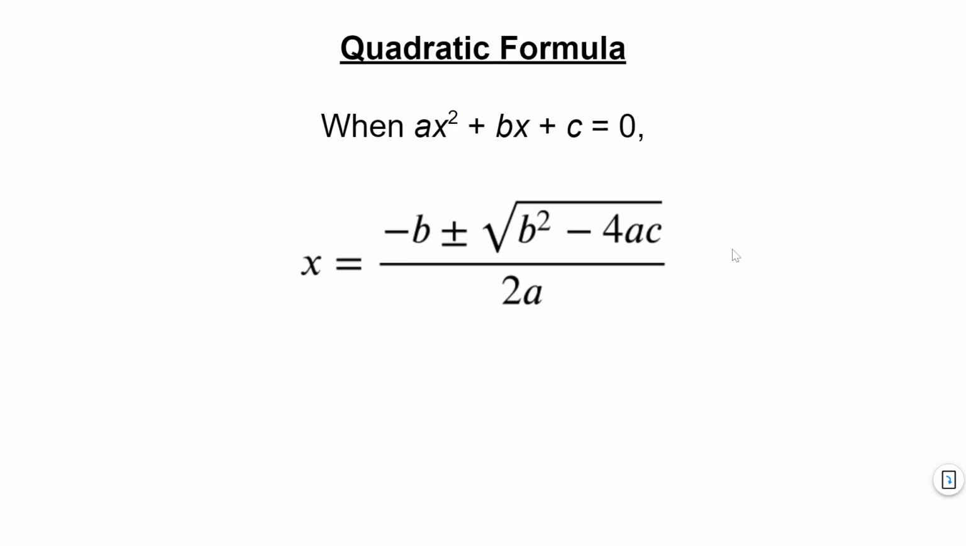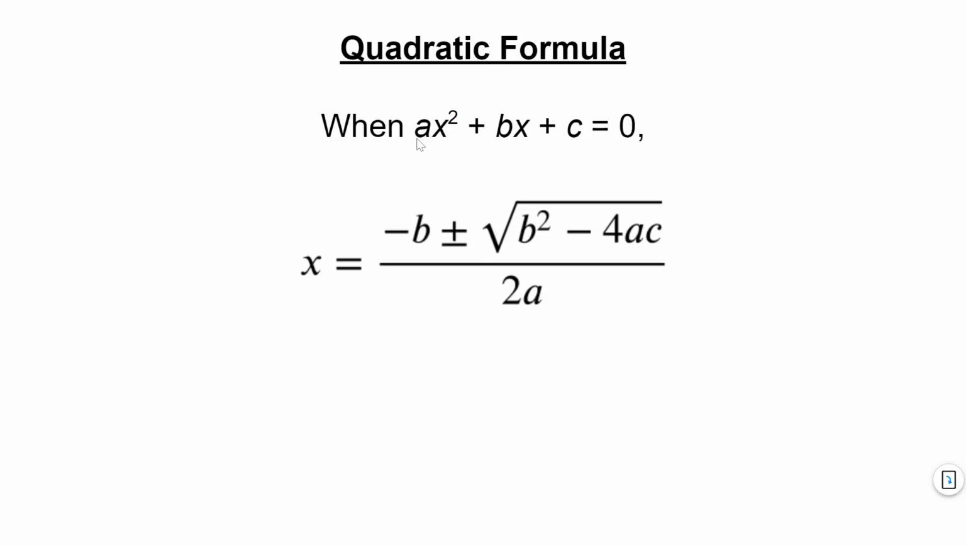Hello, it is Mrs. Scarpel, and in this video we are going to go over yet another method for solving quadratic equations, the quadratic formula. Keep in mind a quadratic equation is an equation written in the form ax squared plus bx plus c equal to 0. You must have the x squared term, so a cannot equal 0.